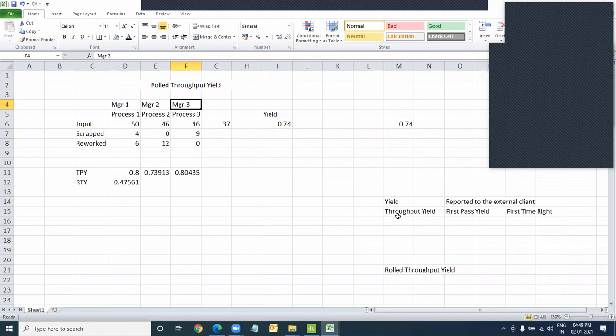I will give them feedback on throughput yield. This is the metric for internal consumption. First pass yield, first time right, whatever you call this. Bottom line, I will not give you benefit of the doubt for making an error and fixing the error. In the end, I want you to have 100% product or service right the first time without any variations. You cannot have a product created or service delivered and then fix it.